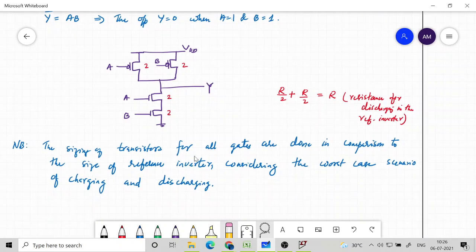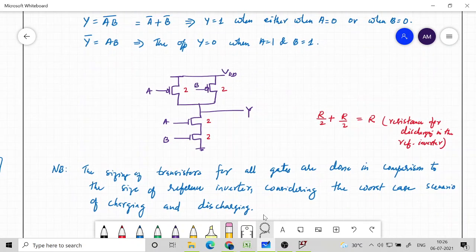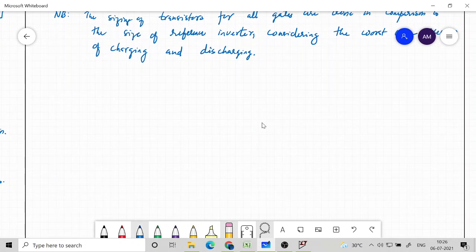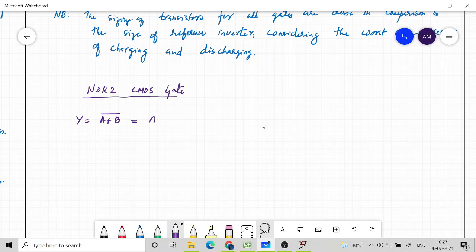Okay, let's quickly look at NOR 2 CMOS. So the NOR 2 expression is Y equal to (A plus B) bar, which is basically A bar into B bar, and Y bar is basically A plus B.